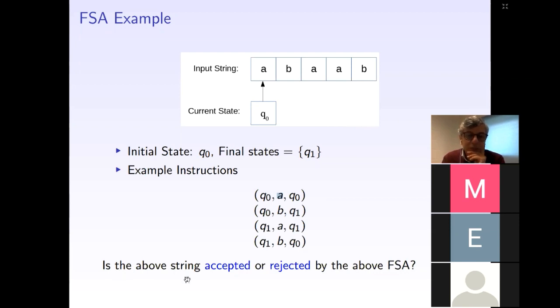Does the machine accept or reject this string? Let's review again. Q0 with A would be Q0. Then Q0 with B would be Q1. Q1 with A would be Q1, so here again would be Q1. Q1 with A again would be Q1. So here it would be Q1. Q1 and B will go to Q0.